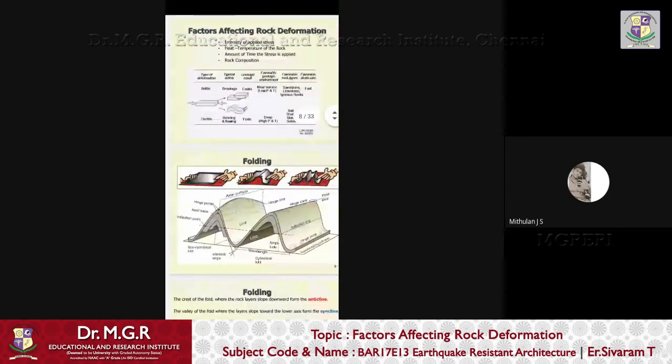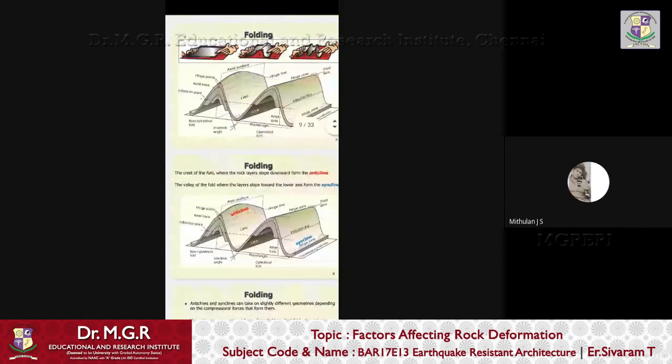So this is folding. This is how it will happen. This is the structure of folding. You should know about each and every structure of this folding. Here you can see this fold from one end to another end is called wavelength, and this top line is called the hinge line. The surface up to which the fold extends is called the axial surface, and the fold which is happening is called the fold axis. So these are the things you have to know.